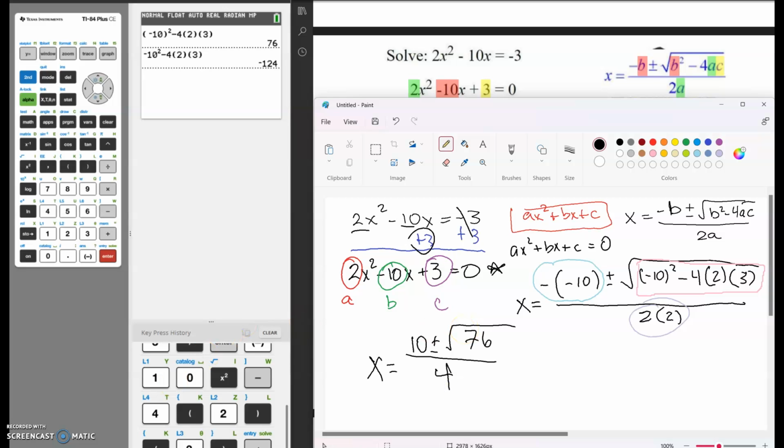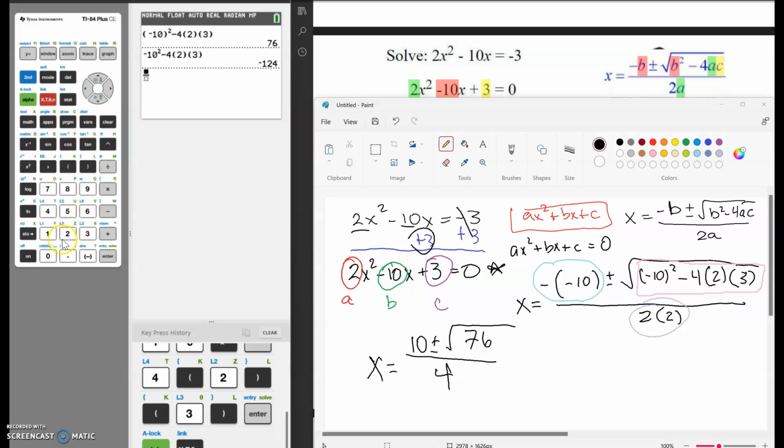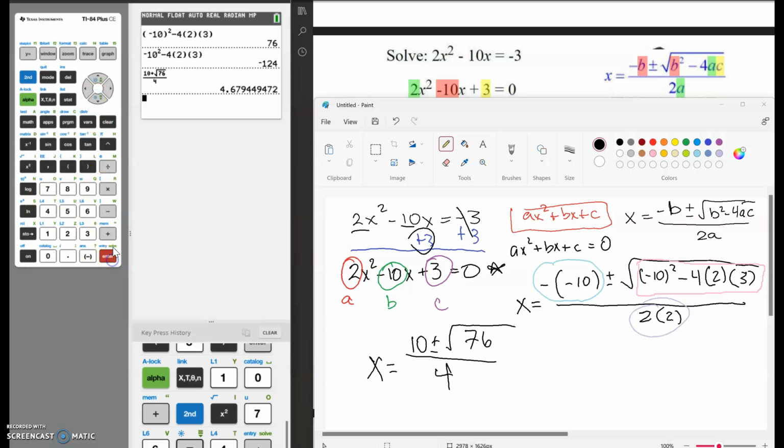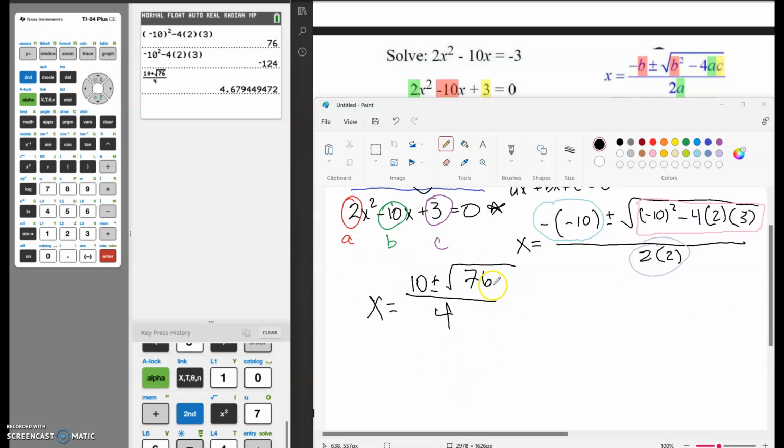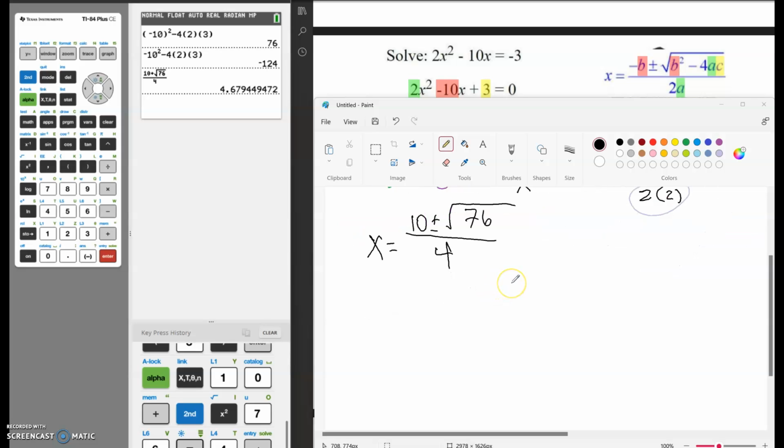Now, if you were to type this into a TI-84 calculator, folks, the thing is that it's going to give you a decimal. We don't want the decimal. We're going to be looking to give our answers in exact form. So before this, you've talked about simplifying radicals, so we're going to figure out how to write 10 plus square root of 76 over 4 and 10 minus square root of 76 over 4 in their most simplified forms.